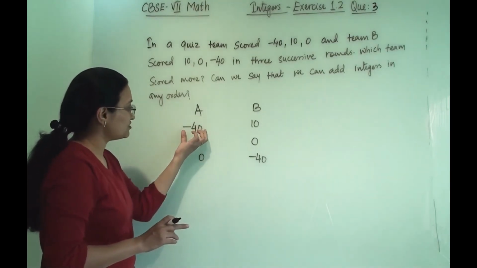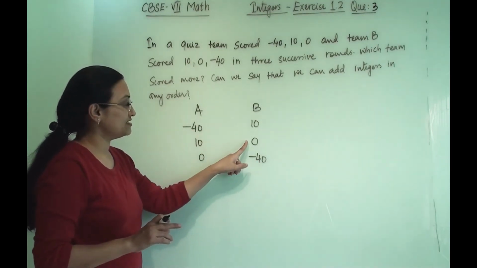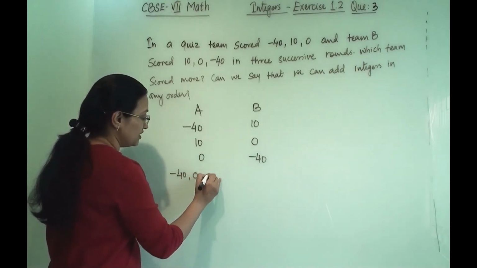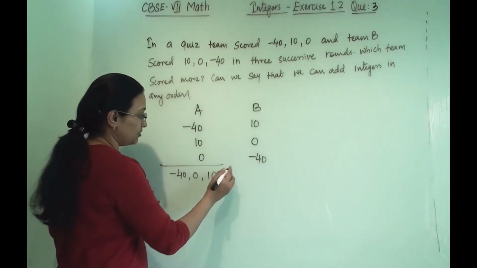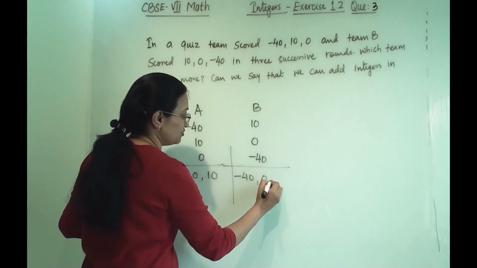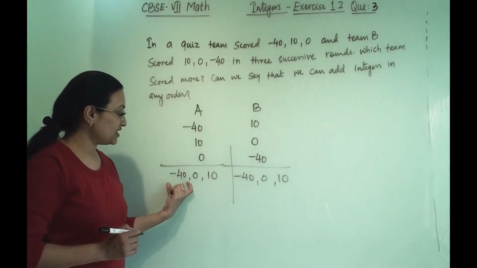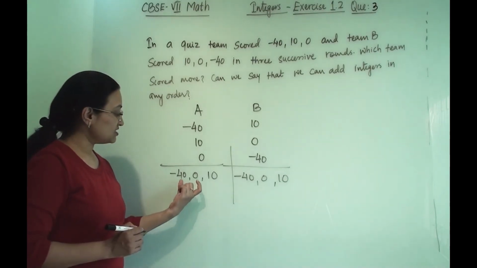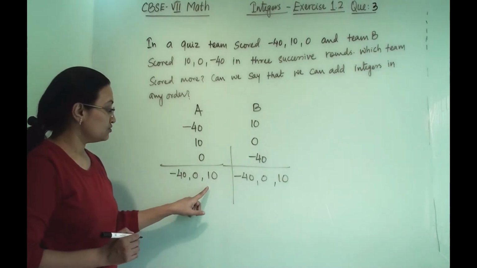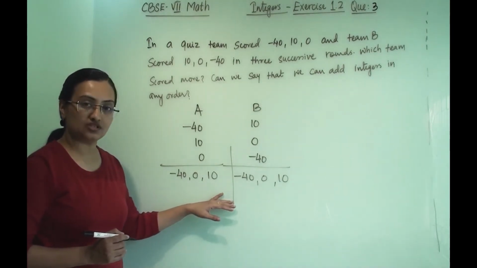So here minus 40 is there, here also minus 40 is there. 10, 10, 0 and 0. So if we arrange this as minus 40, then 0 and then 10, then all numbers are the same. Here also minus 40, 0 and 10. When we are arranging numbers, towards the left hand side we put all the negative integers, in between 0, and towards the right hand side all positive integers.